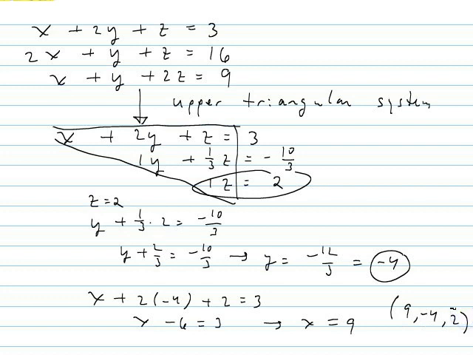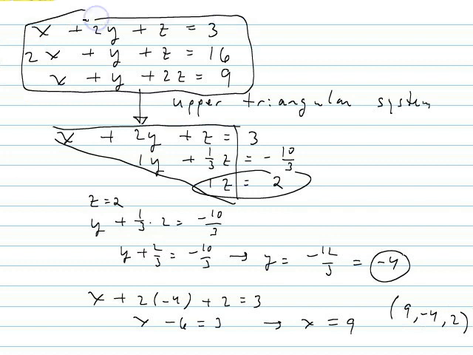But what I'm going to teach you now is how to convert a system of equations like this, which is not upper triangular, into a system of equations like this, so that the last equation just has z in it, the middle equation has y and z, and the top equation has all 3.